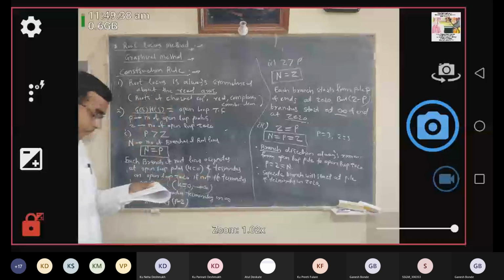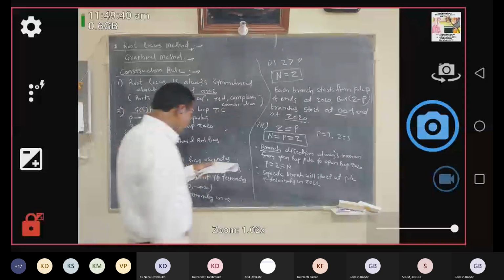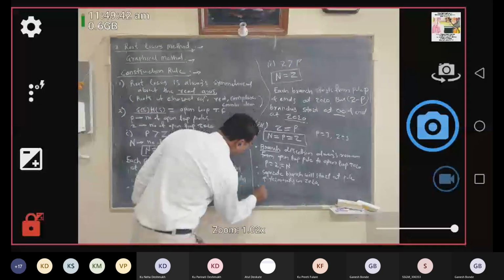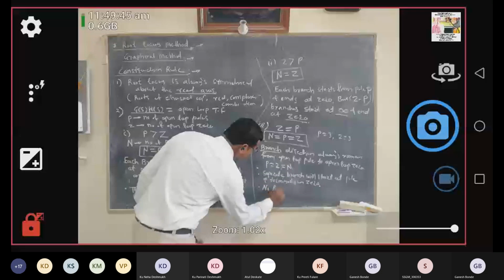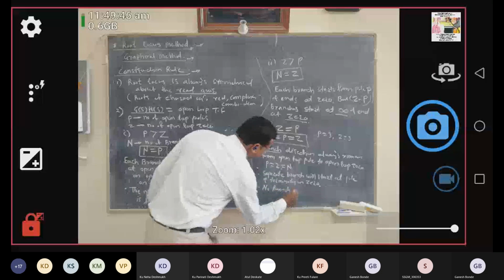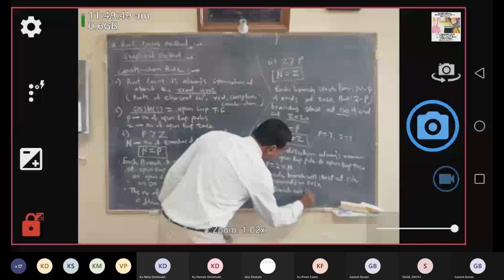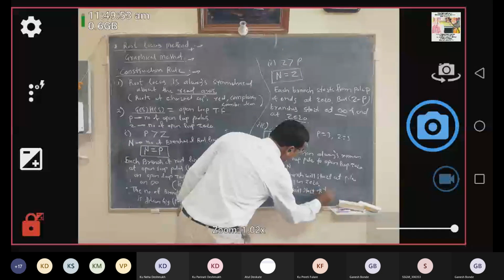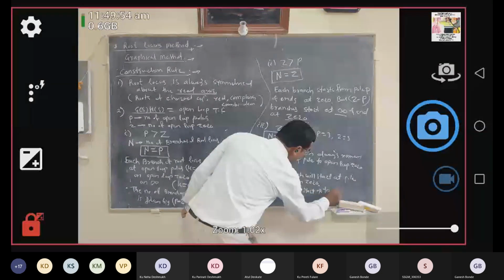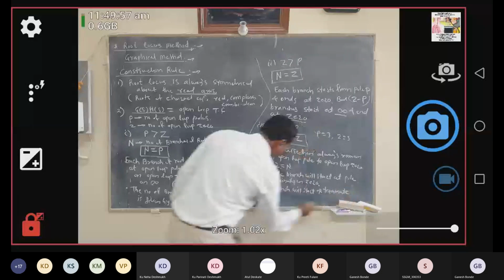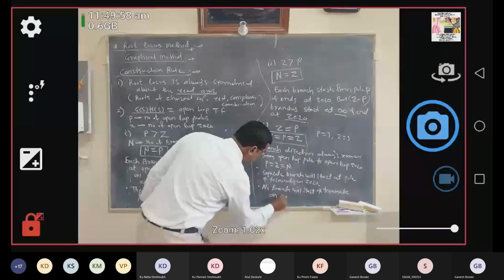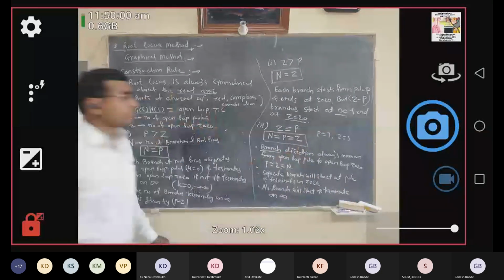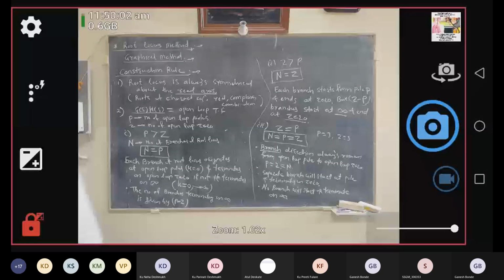Okay, so no branch will start or terminate on infinity in this case, because here the number of poles is equal to the number of zeros. So this is the first step.